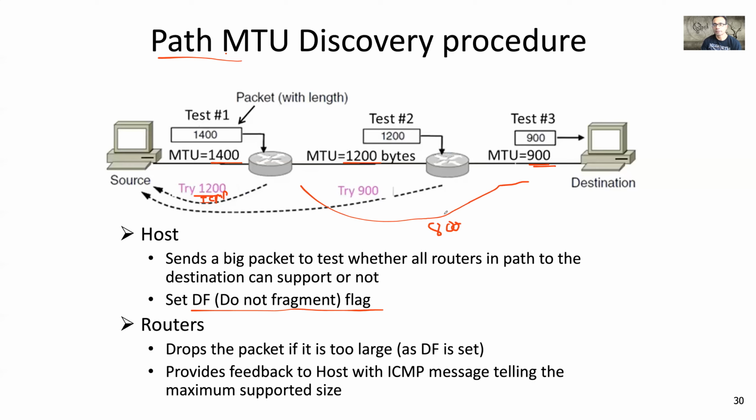seeing that packets are being fragmented, or it might still set the DF flag, whereby it generates an error message, right? Or it might keep trying to repeat this process every 10 minutes, every 15 minutes or something like that. So some heuristics can be employed whereby you can retry this discovery process every few minutes just to see if paths have changed or something like that.